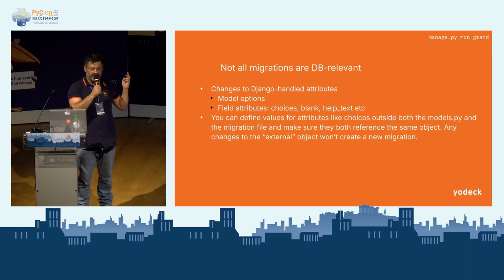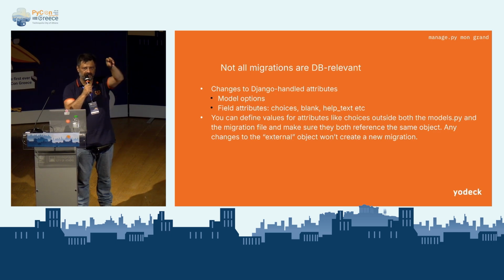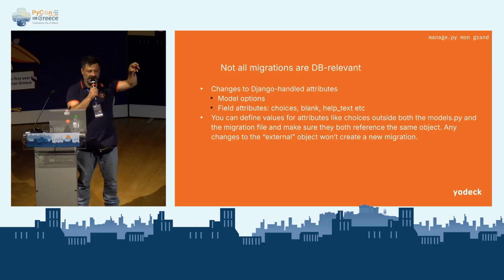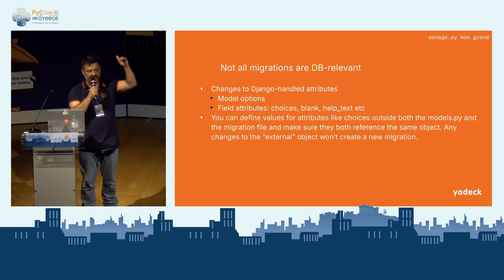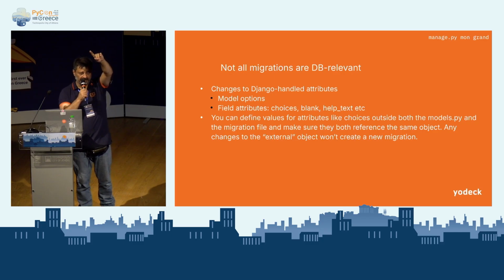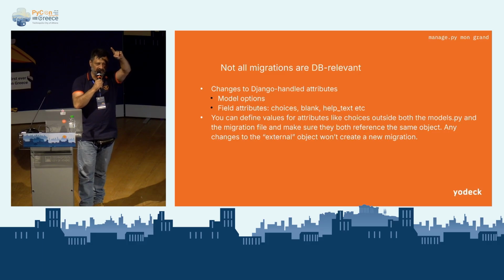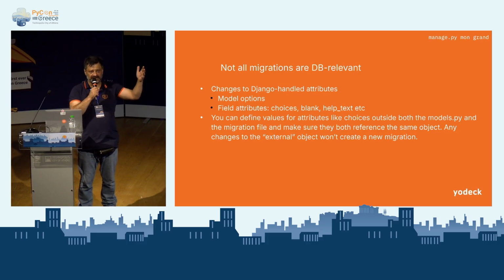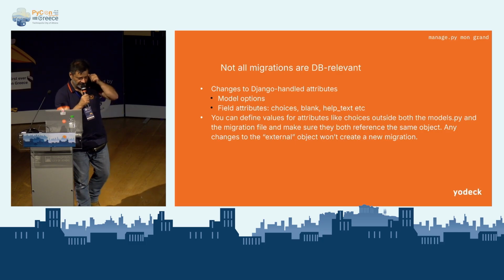So one thing we do is we store the choices in another module, which is accessible both by models.py and by the migration itself. So they both import the same setting. And if you change the setting in the imported module, then both the models and the migration show the same content. So Django does not create a migration for that.